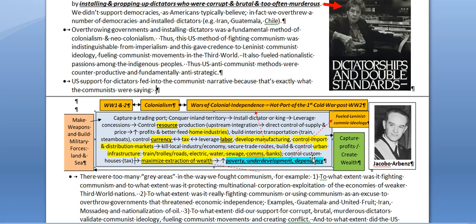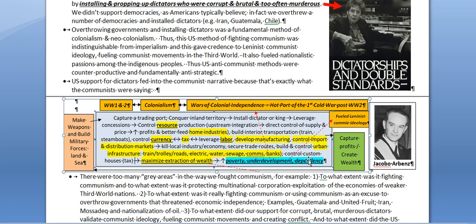And you control custom houses in some cases. You control their taxes. Through all this, you maximize the extraction of wealth. You squeeze every last drop of wealth out of that country, right? But the effect is you leave them dirt poor. They're in desperate poverty. They're in underdevelopment. They'll never develop economically because business cannot develop because there's no money to support those businesses. You leave them in a state of perpetual dependency.